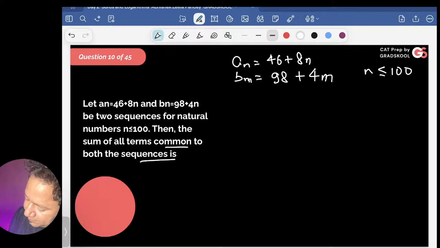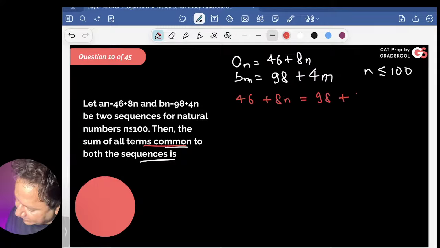So how will it help you? I need to find the sum of all terms common. So there'll be a huge sequence. Some terms will be common. So I'll have to equate to find the common term. 46 plus 8n must be equal to 98 plus 4m to find the value of m and n.